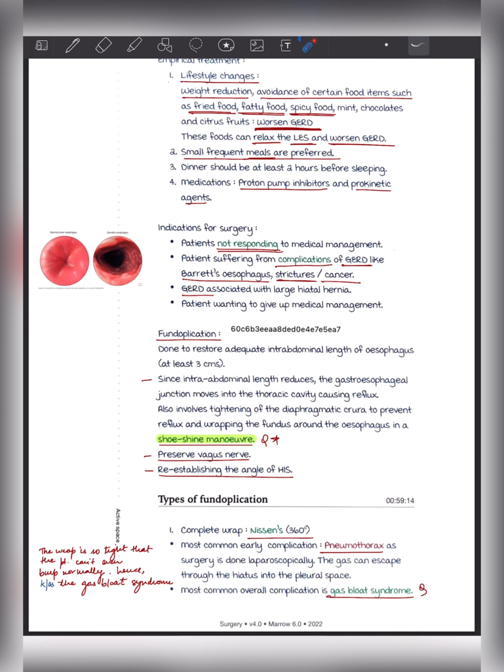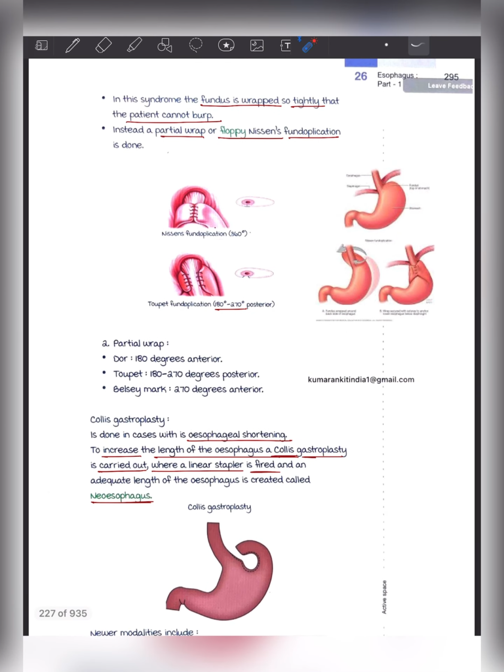Now the types of fundoplication are complete wrap and partial wrap. Complete wrap is the Nissen's fundoplication, that is a 360-degree wrap. The most common early complication is pneumothorax and the most common overall complication is the gas bloat syndrome. In this syndrome, the fundus is wrapped so tightly that the patient cannot even burp. Instead, a partial wrap or a floppy Nissen's fundoplication is done.